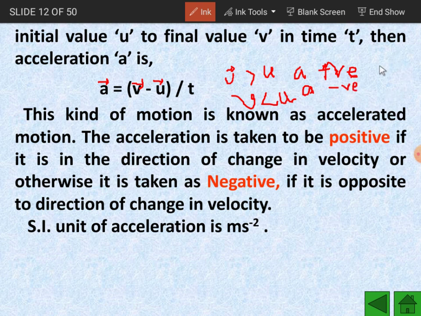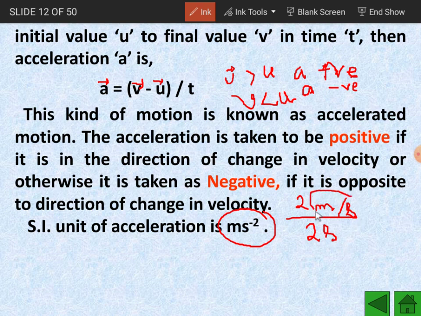Got it? And let's see how this SI unit comes to meter per second square. I'm giving you here, the difference in velocity will be 5 meter per second minus 3 meter per second, which is 2 meter per second. So the difference of velocity will remain as velocity, and the time duration in that previous example will be 2 seconds.